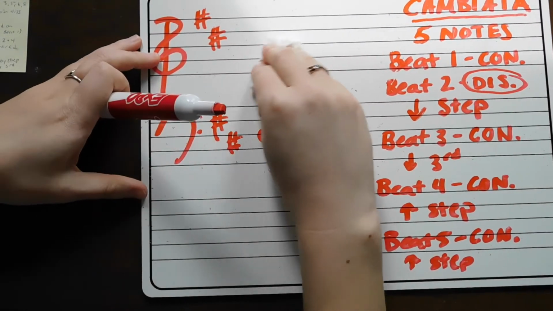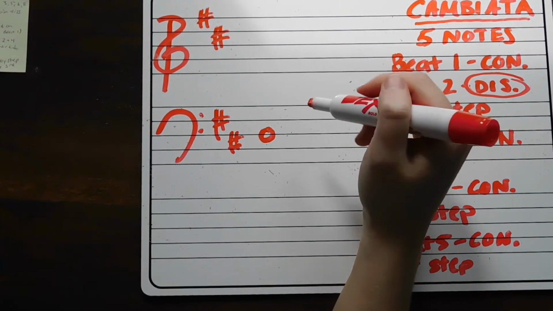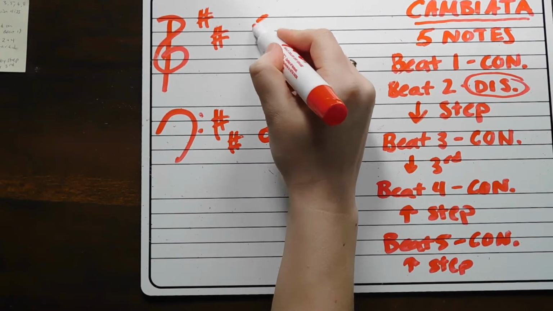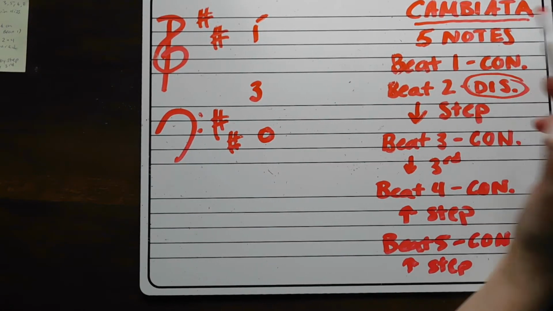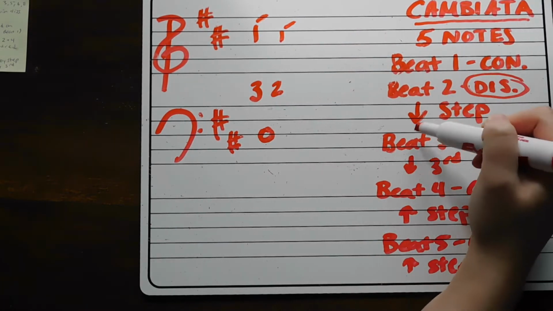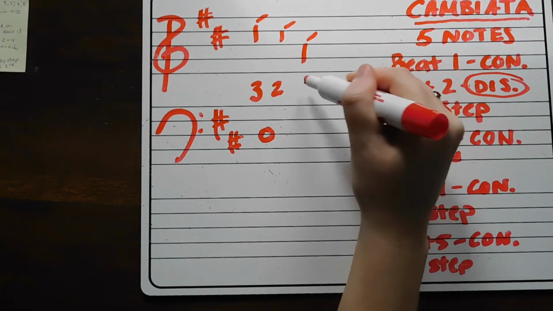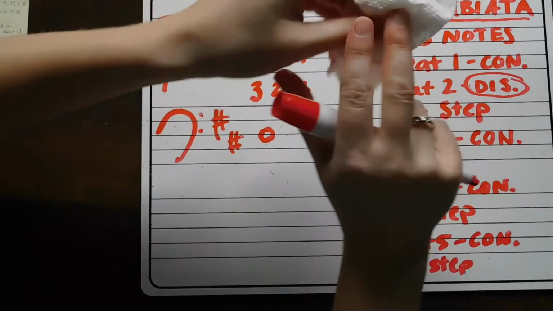So again, let's try it with a different one. Let's not say that this is the first measure. Let's just say that we're starting on an F. Okay, so it's the third, it's a consonant. So we're good. Let's go to beat 2, step down into a dissonant, that's okay. Beat 3, step down by a third. Oh, this is a 7th. Beat 3 needs to be a consonant, so that means, again, we can't really do a cambiata.